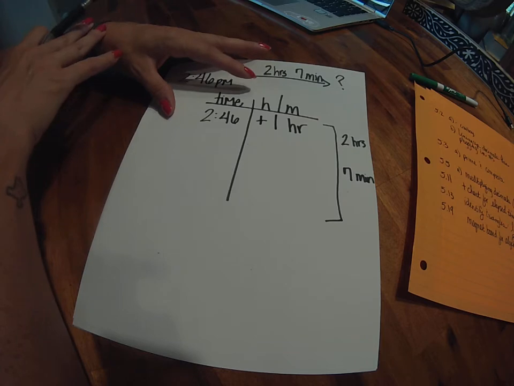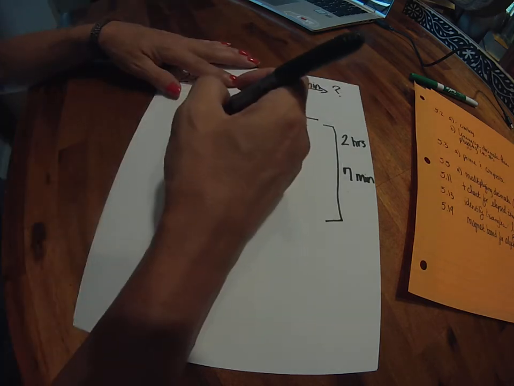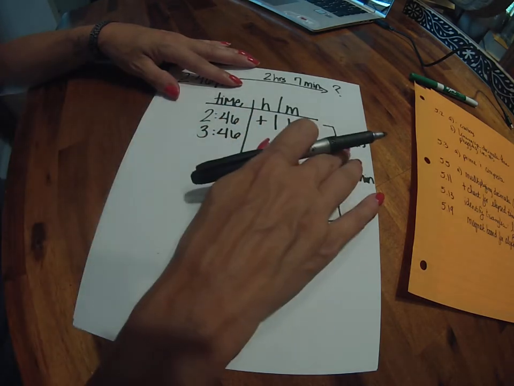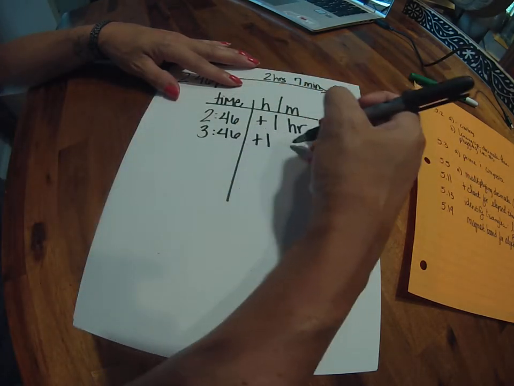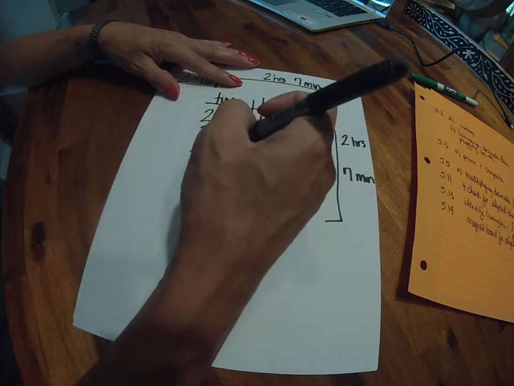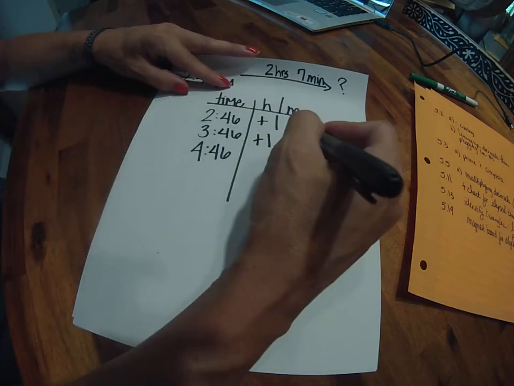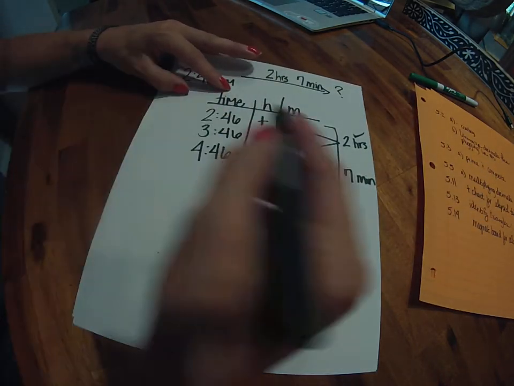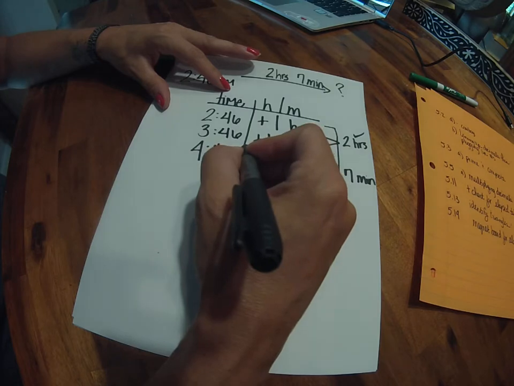So 2:46 plus 1 hour is 3:46. Well, I need 2 hours, so I'm still going to add plus 1 more hour. Makes my new time 4:46. I've got my 2 hours here. I'm good. Now I need to transition to the minutes. So I have them draw a line. Now it's time for minutes.